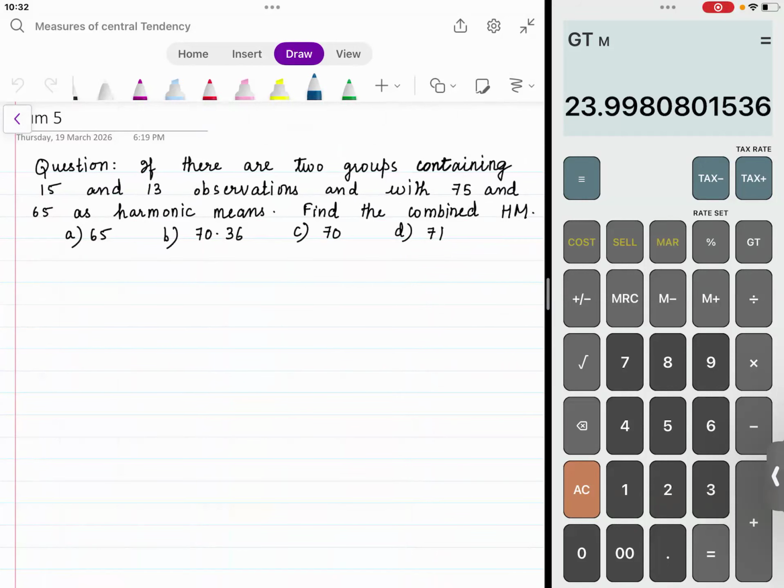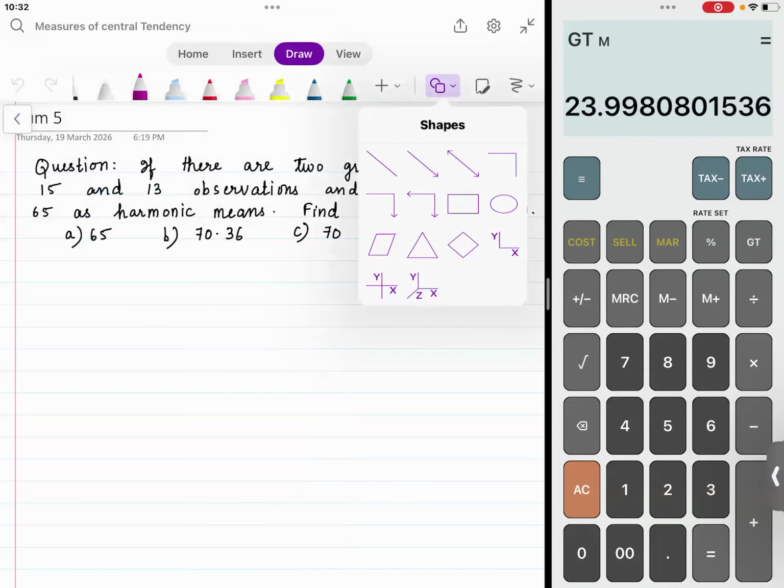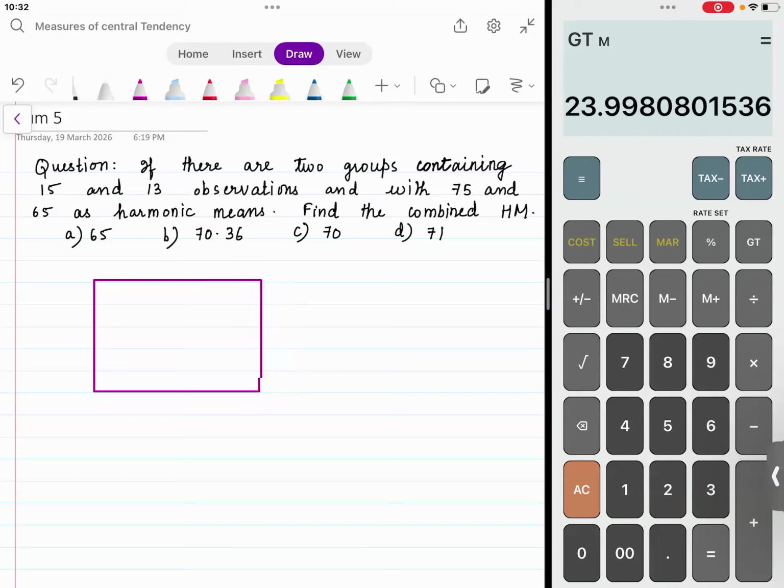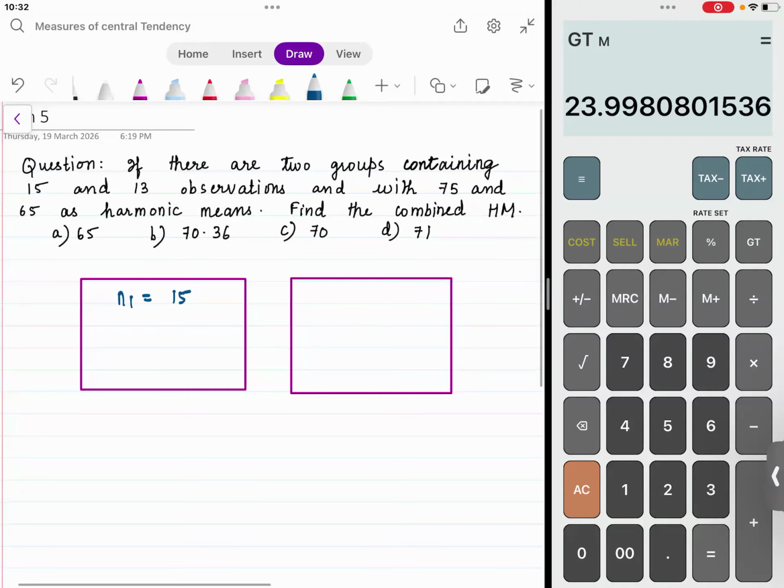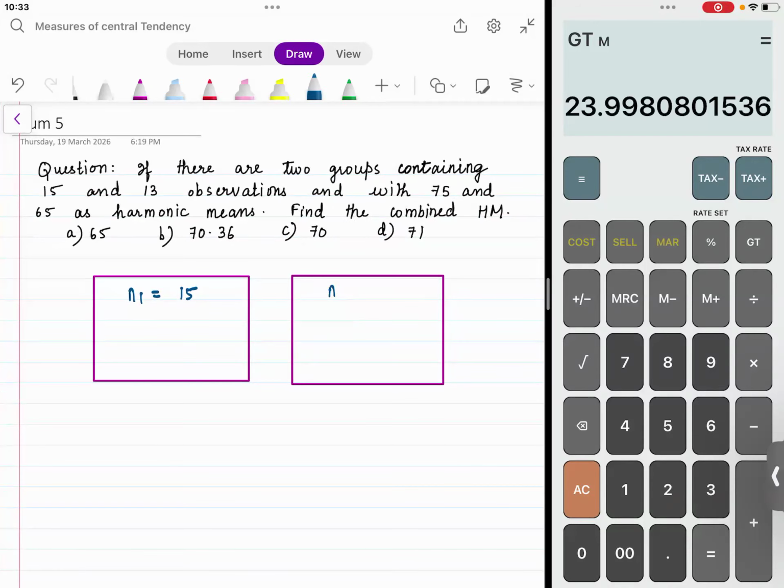So what are the two groups given here? The first group has how many observations? The first group has N1 observations, which is nothing but 15 observations. And what about N2? How many observations does group 2 have? It has N2 observations, which is 30. What is the harmonic mean of the first group? H1. What is H1? Harmonic mean is 75. And what is the harmonic mean of group 2? 65.